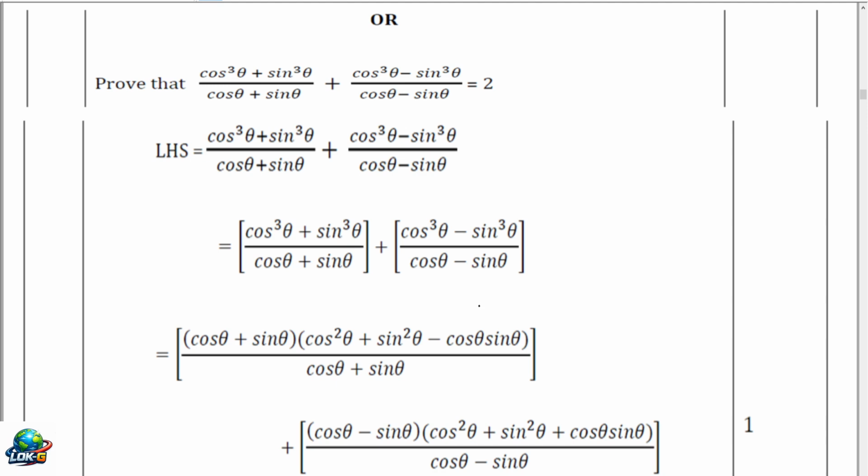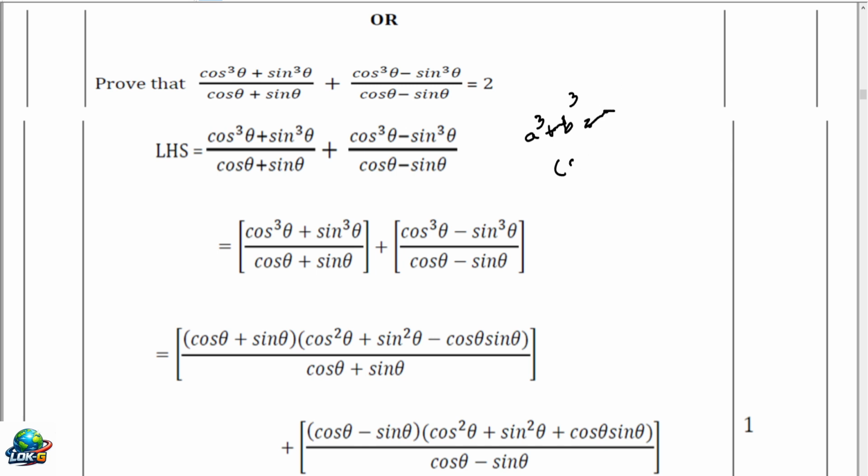You have to prove that this is equal to 2. What have they done here? They have done the grouping here, cos cube theta. Now, you have to use the formula. What is the a cube plus b cube formula? I told you to be perfect in it.